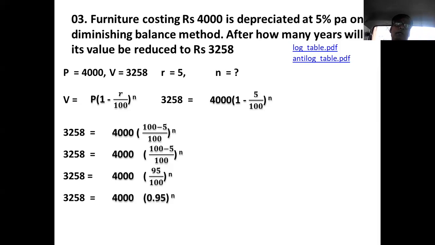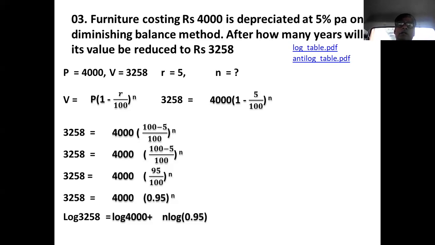Now you apply the logarithm table. So log 3,258 is equal to log 4,000 plus n log 0.95. Then you see in the logarithm table, first 3258. 3258 characteristic is 3. It is a 4-digit number. Therefore, characteristic is 3.